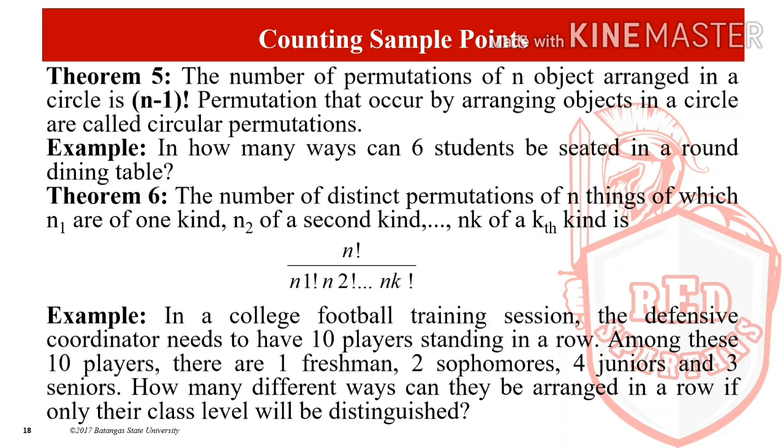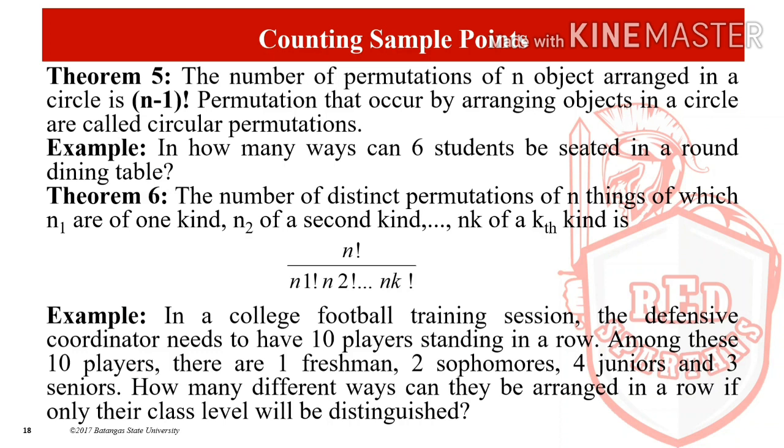The next, for theorem number 5, the number of permutations of n objects arranged in a circle is n minus 1 factorial, or tinatawag natin tong circular permutation. So, kapag yung problem ay about sa mga circular, siya ay theorem number 5 or n minus 1 factorial.